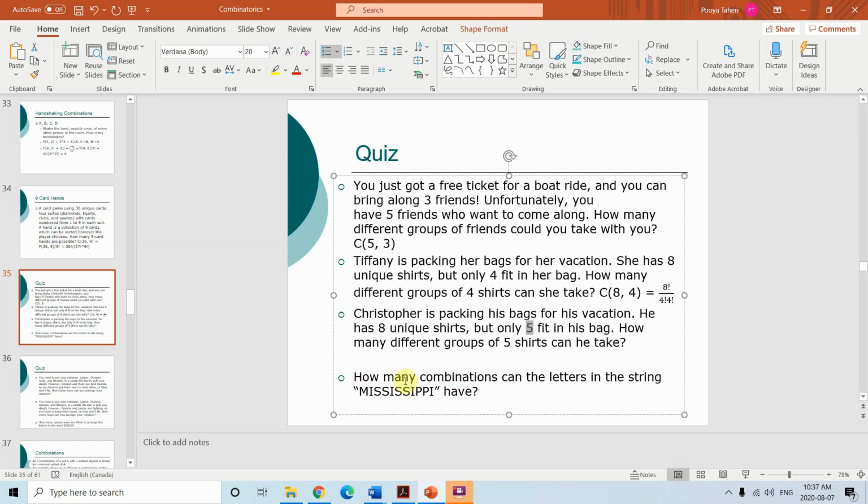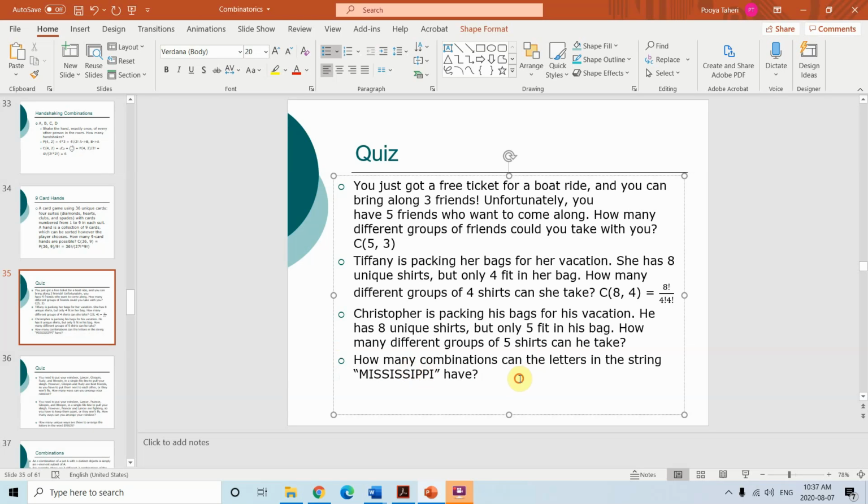How many combinations can the letters in the string Mississippi have? That's again something I want you to think about. I'm not going to provide the answer for this one. Here we have 11 objects, and we want to see how many different combinations of the letters in the string Mississippi we can have. You have to see if this is a permutation problem or a combination problem, and how we can solve this.